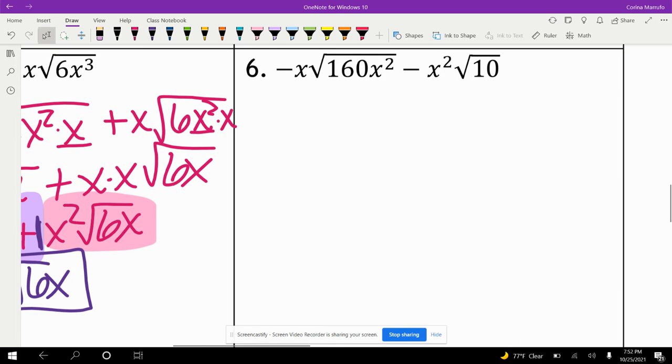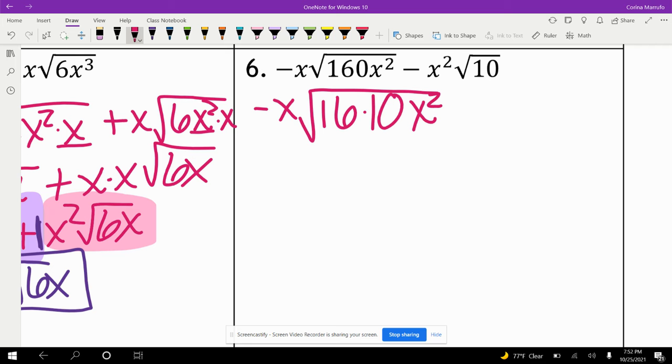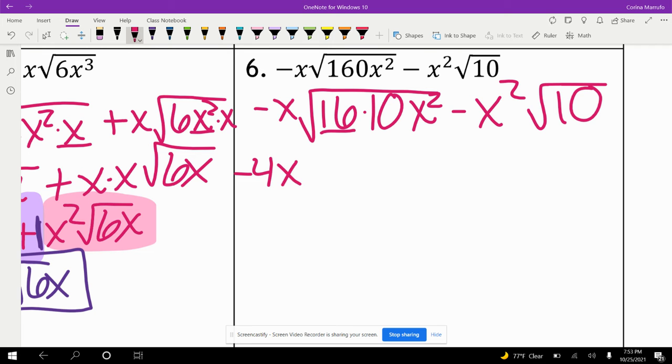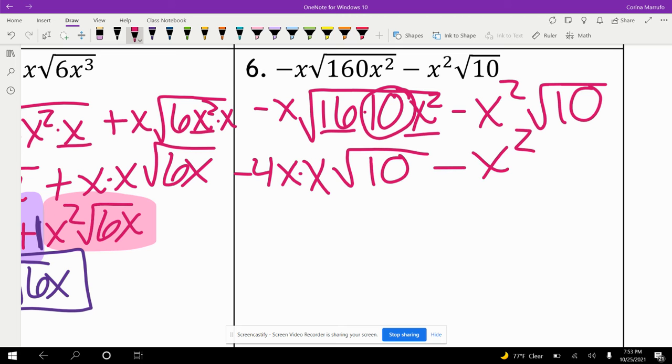And the last example. So here we have negative x outside. 160 is the same thing as 16 times 10. And then the x squared we don't have to break down. Minus x squared and the square root of 10. That one we can't break down either. It just stays. So here we can take the square root of 16. That gives us 4, so it'll be negative 4x. And then we can take the square root of x squared. That gives us another x here. So the only thing that stays trapped in the square root is a 10. Here, we don't touch it. There's nothing we can do.